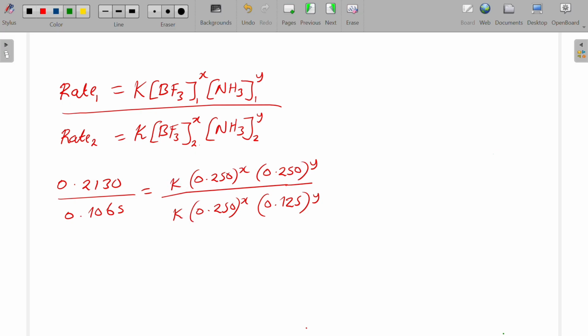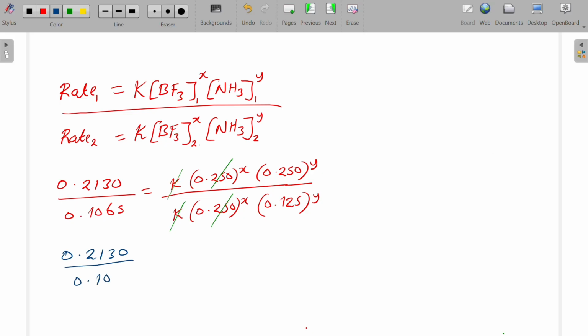So again, as usual, you can see that this part and this part are the same. Also k and k are the same, so those are going to cancel. This will go with that, this will go with this. This implies we're going to divide this and also divide that. This is the same as 0.250 divided by 0.125 to the power of y. Let's just rewrite that here.